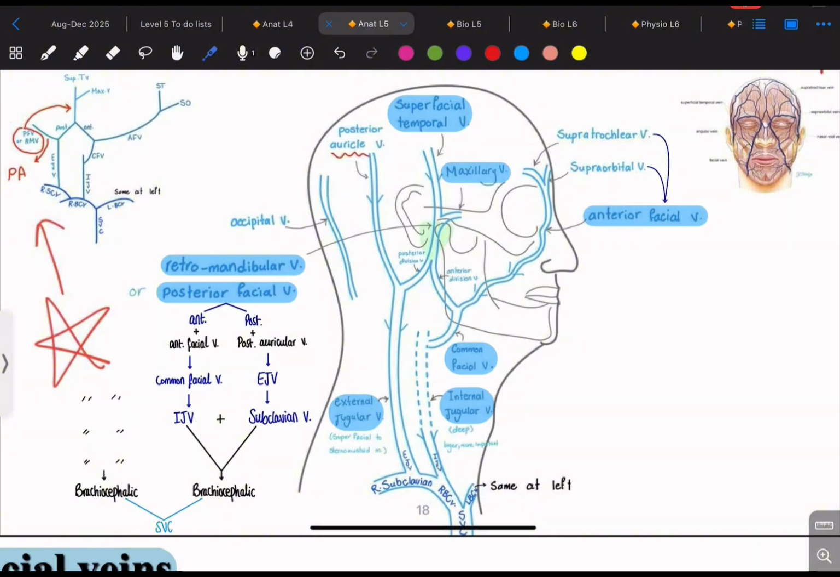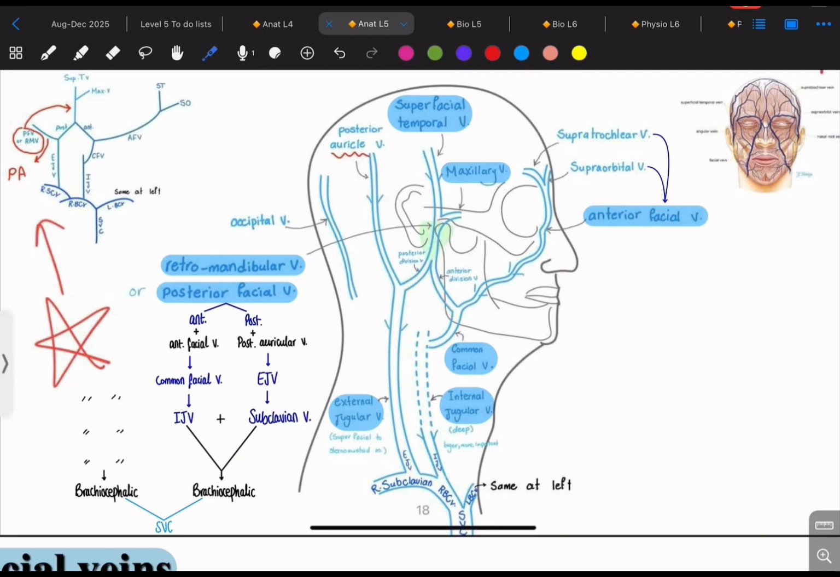But you have to know that this is the second name as well. Then what happens as we move down, the posterior facial vein, we're still in the posterior facial vein, right? So the posterior facial vein here decides to divide. Once it divides, it gives us two branches, posterior division and anterior division.